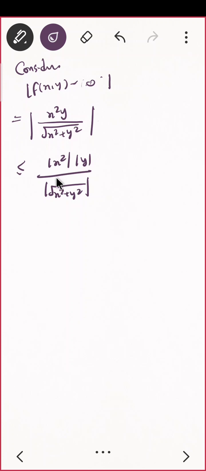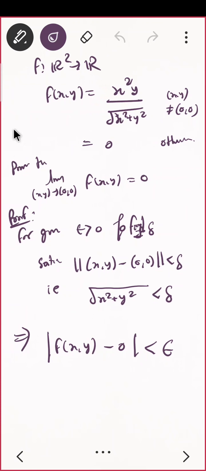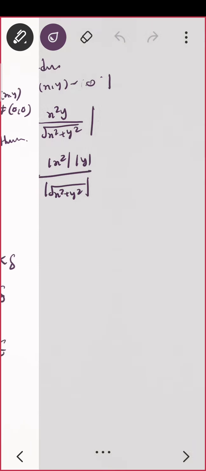Now my question is, can you relate this whole thing with this? I want every term to be in this form. Can you do that?